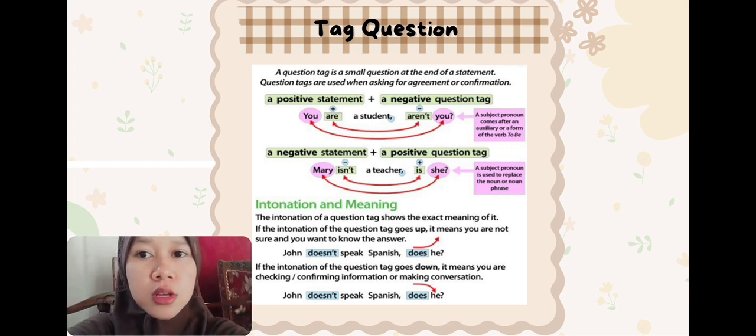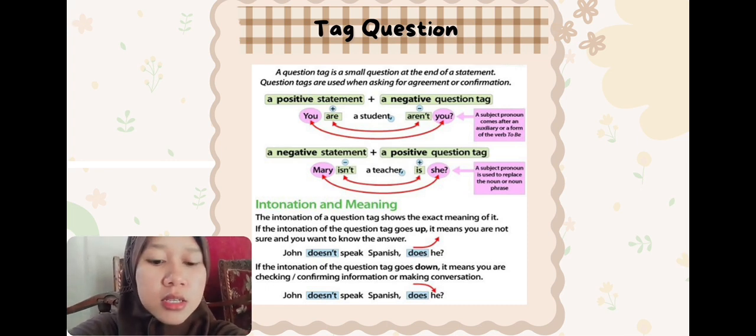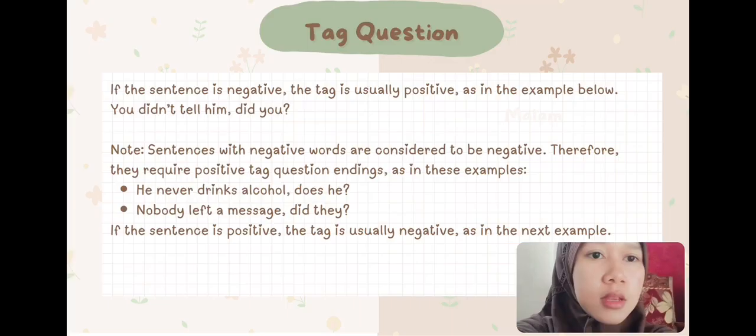Selanjutnya yaitu a negative statement plus a positive question tag. Semisal, Mary isn't a teacher, is she? A subject pronoun is used to replace the noun or noun phrase. Jadi, kata ganti subjek digunakan untuk menggantikan kata benda atau frasa kata benda. Next, if the sentence is negative, the tag is usually positive. Jadi, jika kalimatnya negatif, biasanya tagnya positif.